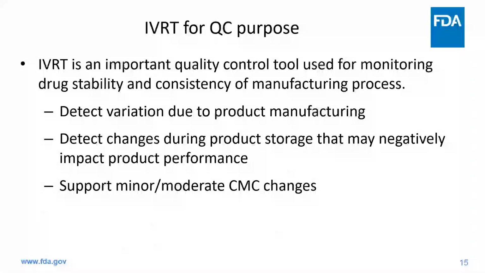We just talked about IVRT for BE purpose. Now let's talk about its application for QC purpose. IVRT is a very important tool for QC purpose. It can be used to monitor the drug stability and consistency of the manufacturing process. If properly validated, it can be used to detect variation due to product manufacturing, to detect changes during product storage that may impact the product performance, as well as to support minor or moderate CMC changes.